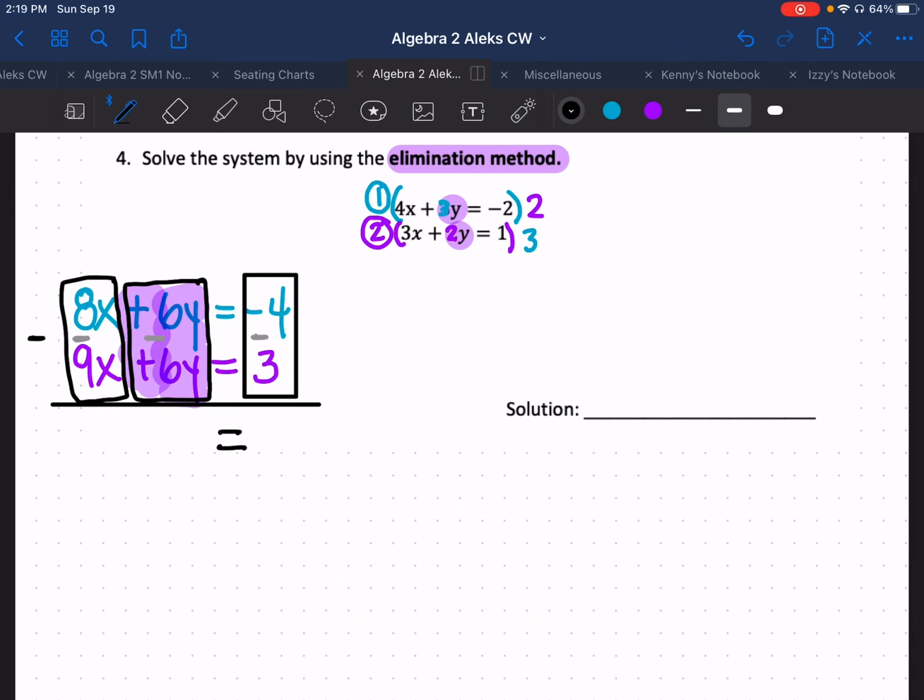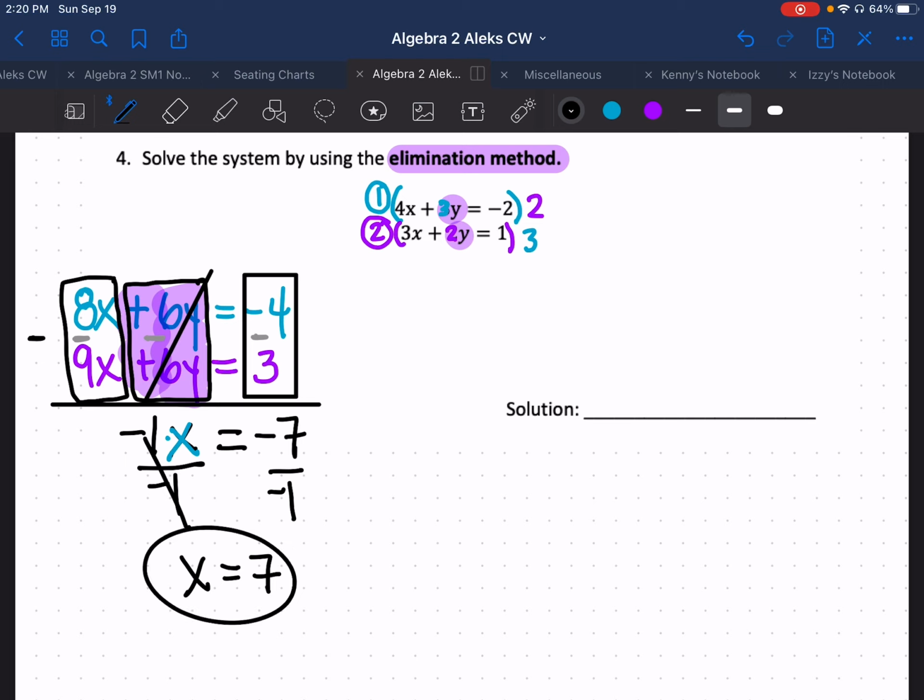All right, 8 minus 9 is negative 1x. 6 minus 6 cancels out. Negative 4 minus 3 is negative 7. Did I get that right? Yes. All right, to solve for x, I'm simply going to divide by negative 1, and x is equal to 7. There we go. And remember, you can always write it just like that on the answer blank.